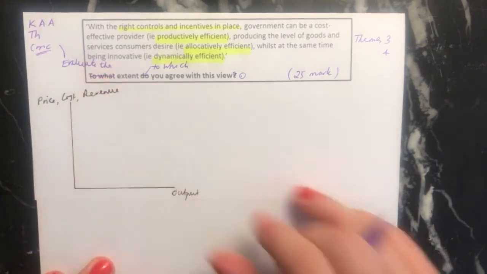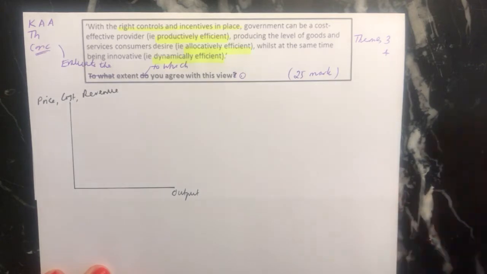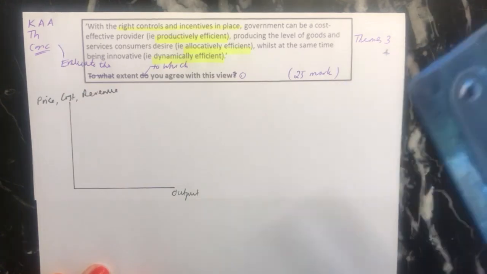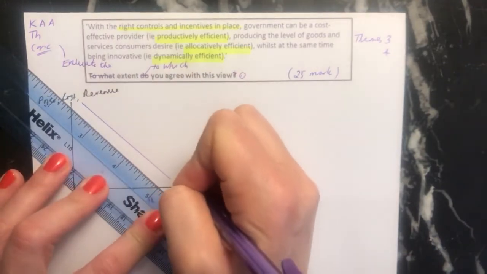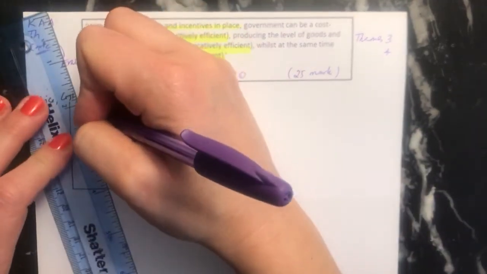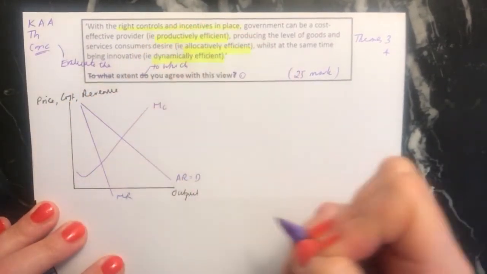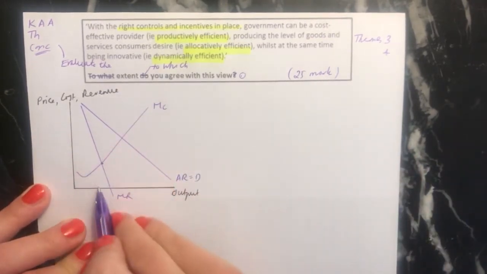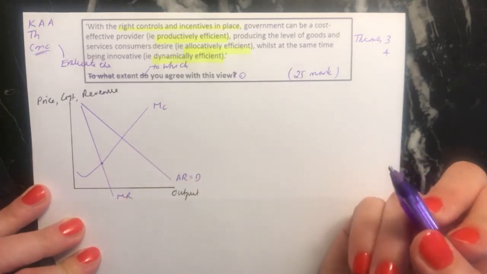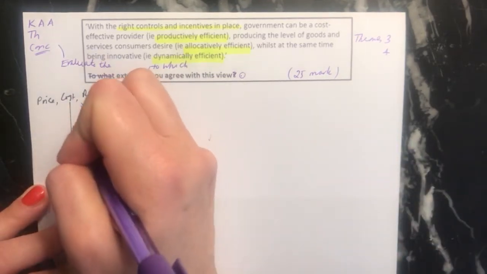Now, with an evaluate question, ideally you want to try and include a diagram, and here a price-cost revenue diagram would be the most appropriate, because then you can illustrate where these different types of efficiency occur, particularly productive and allocative efficiency. So we'll just draw a diagram here, your average revenue curve, and then your marginal revenue curve, your marginal cost curve, and let's put in the profit maximizing level of output would be here. But we're not going to be looking at that right now, because we just want to know where productive efficiency and allocative efficiency occur. So you don't need to put any equilibriums in just yet.